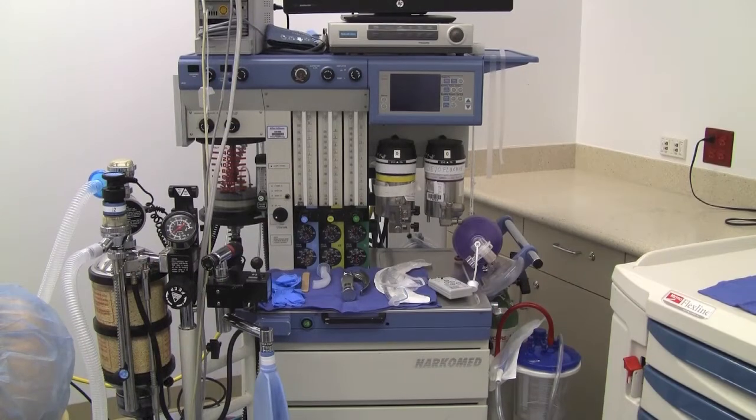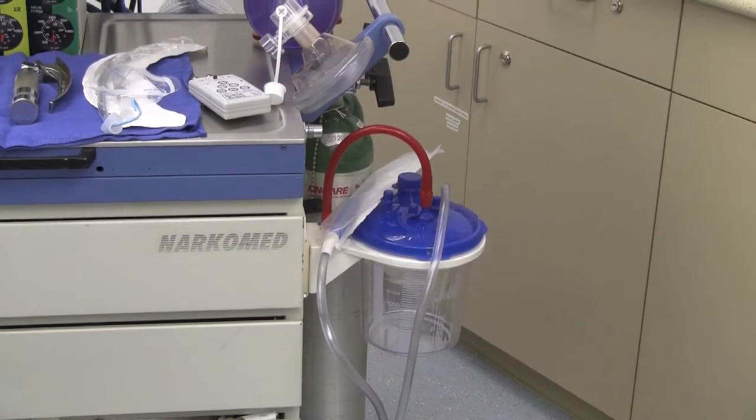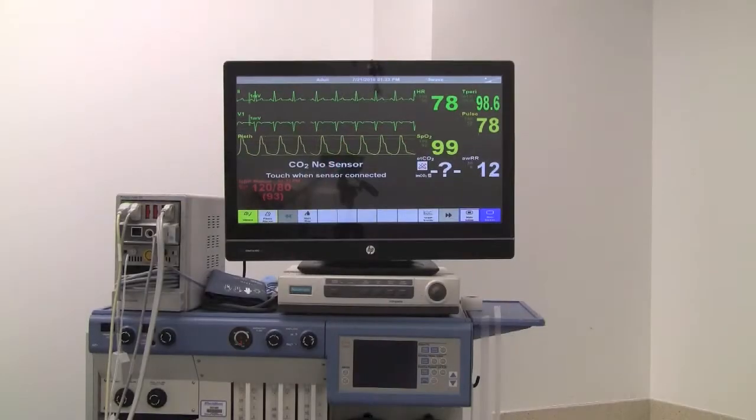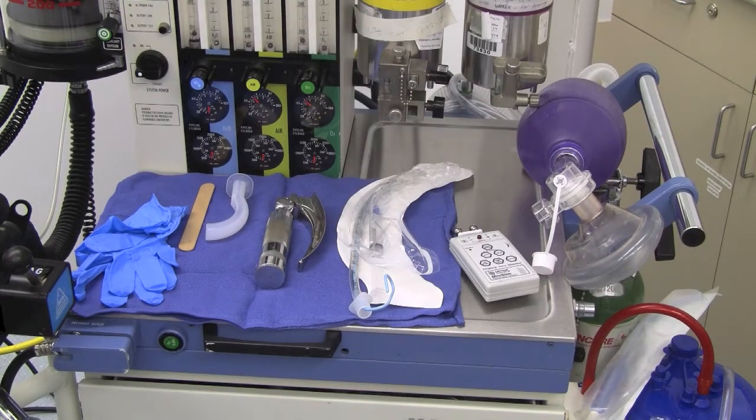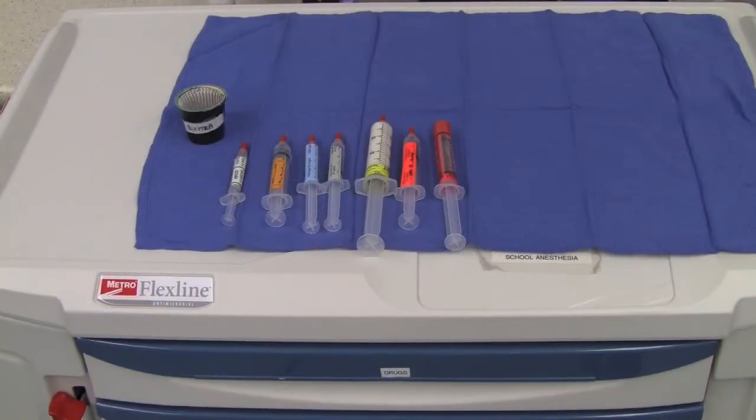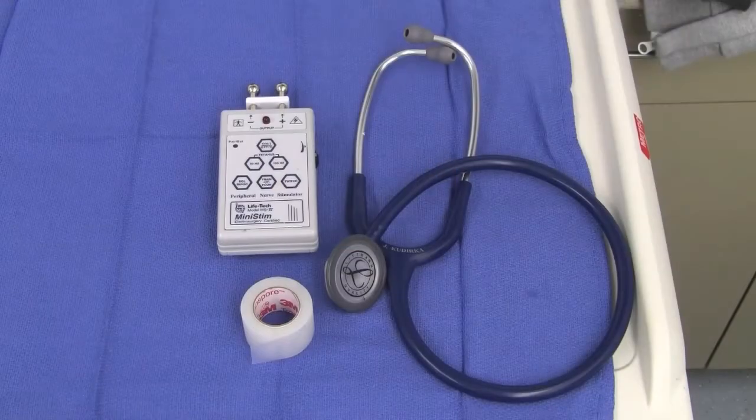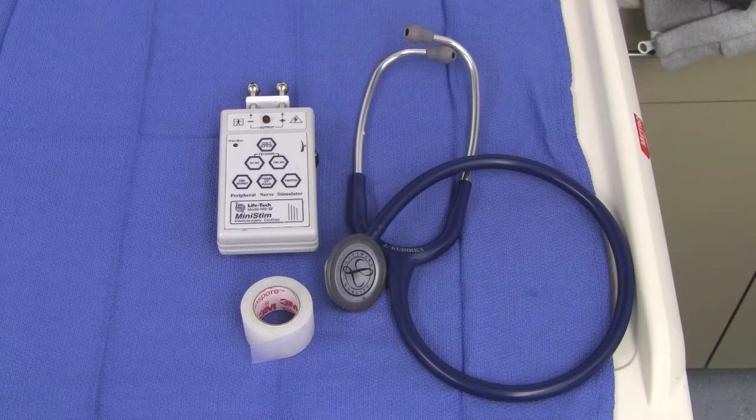The essential equipment required for induction include functional anesthesia machine, suction turned on and functional, standard patient monitors functional, airway equipment ready, induction medications prepared and properly labeled. Other equipment available such as stethoscope, train of 4 monitor, and tape.